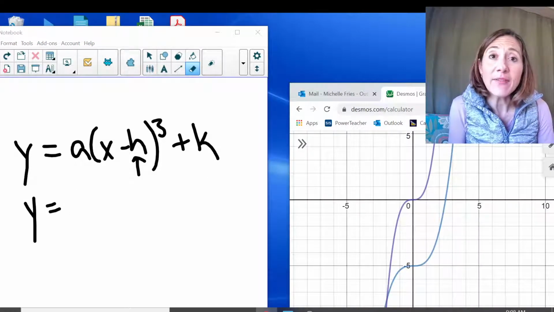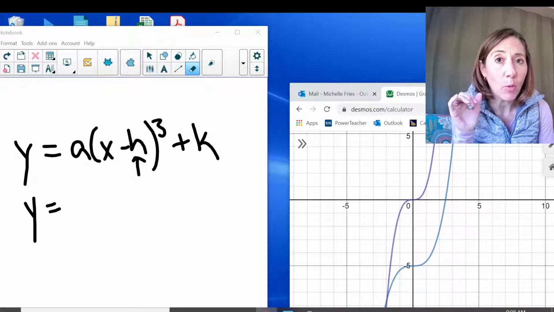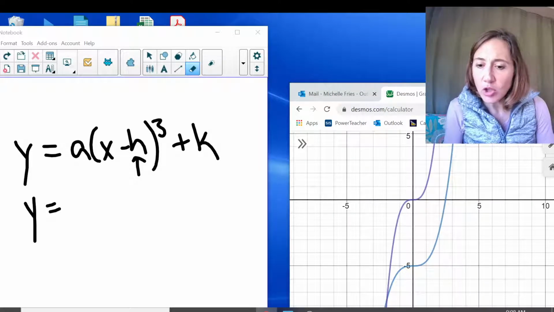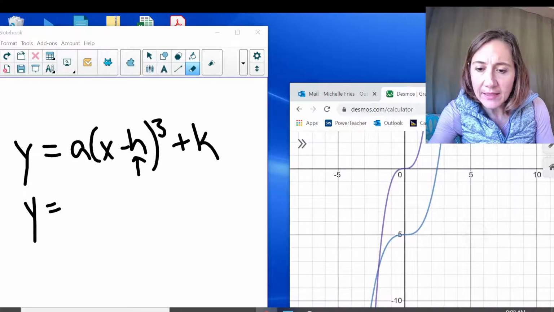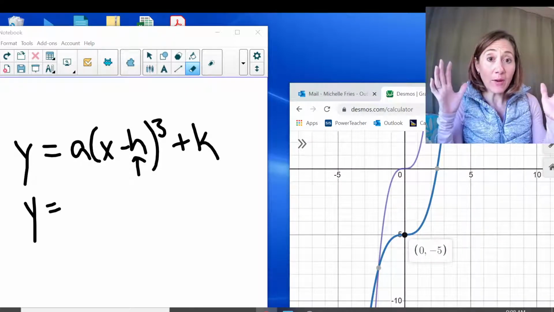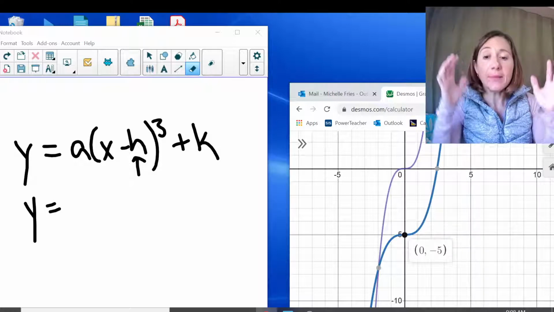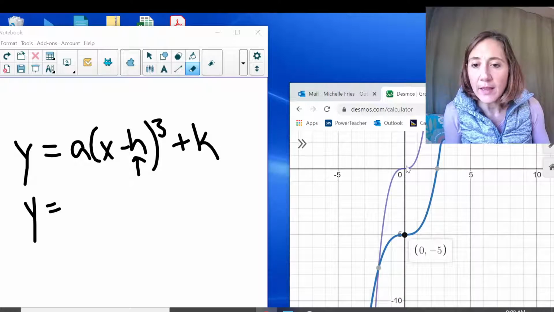Okay, here's another graph. Let's look at this. So I kept that parent function on there. That's the purple one. That's y equals x cubed. So if you look at the blue one, find that center of the S. It's right here at 0, -5. So I want to talk about the left-right and the up-down shifting that has happened from the inflection point on the parent function, which was at 0, 0.